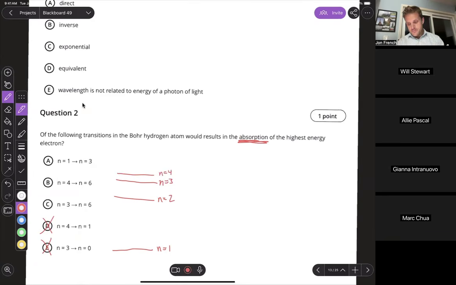So I would say, right, n equals 1 to n equals 3 would be the biggest change in energy because n equals 5 is here, n equals 6 is going to be really close together. Those are all really small changes in energy. But the biggest one, n equals 1 to 2, is the biggest change in energy. So most likely n equals 1 to 3 is going to be a lot more energy than 4 to 6 or 3 to 6 for that matter. And we're looking for an absorption, so we want to be going up in energy for question two.